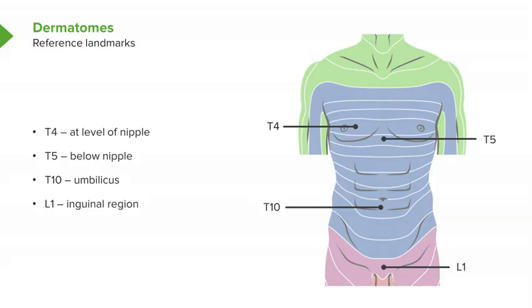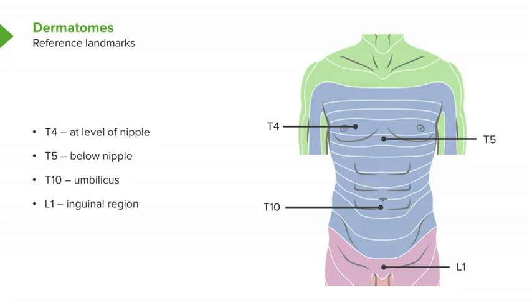And then lastly, the L1 level will lie immediately above the inguinal ligament, which would run from your anterior superior iliac spine down to the pubic tubercle. The inguinal ligament is the inferior margin of the aponeurosis of the external abdominal oblique.